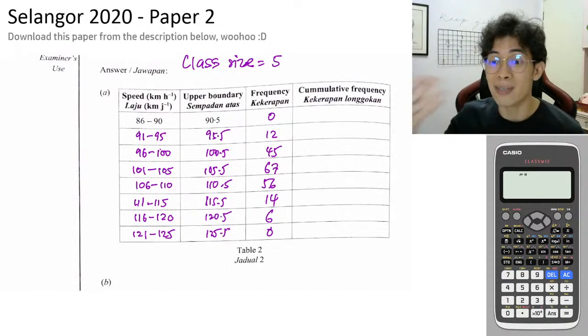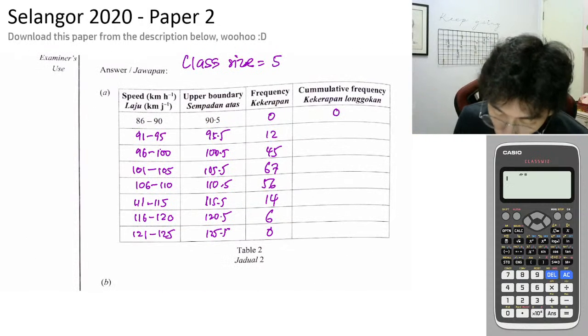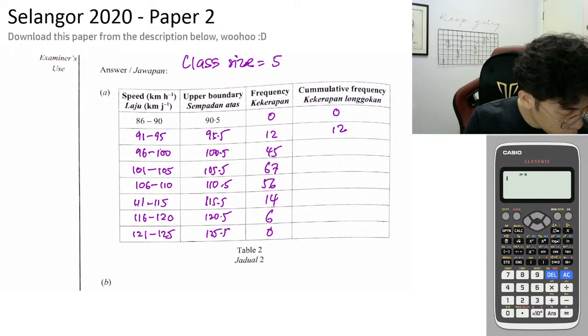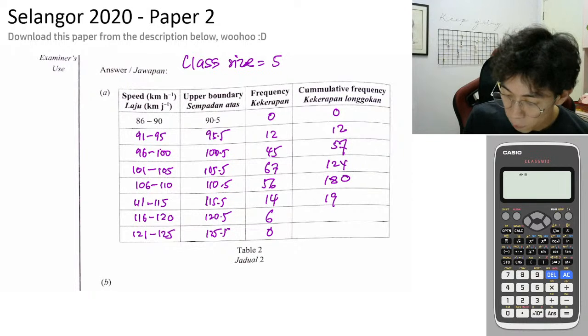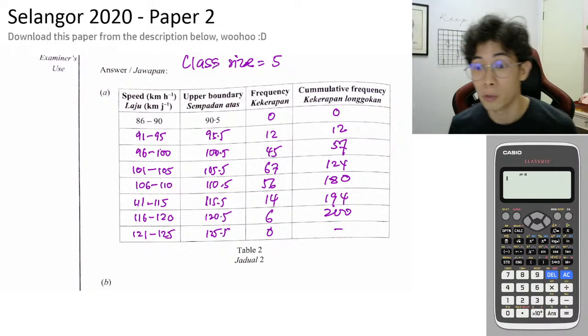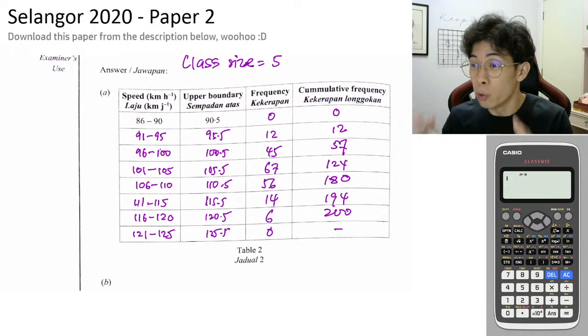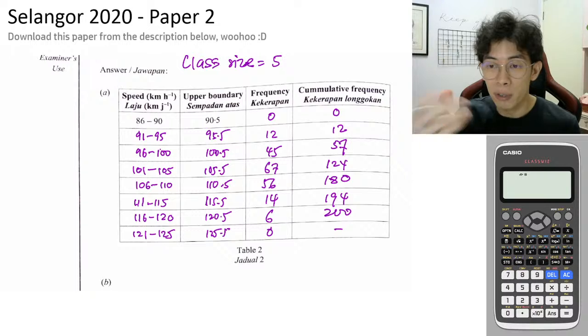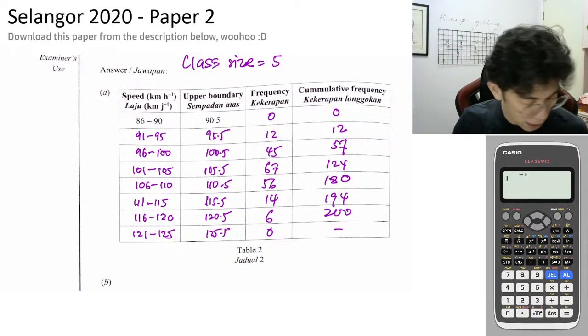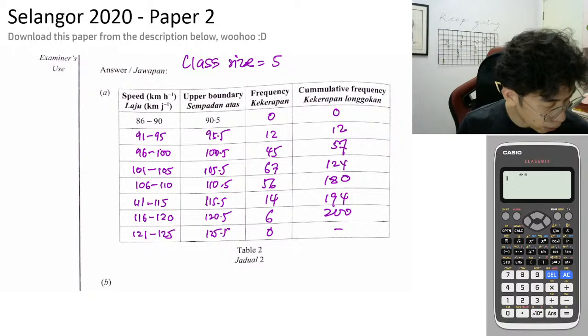Then cumulative, everyone, stack them up. 0, 12, then 12 plus 45 is 57, 57 plus 67 is 124. So you see, I'm stacking them up. 180, 194, 200. For this last one you put a dash, because when you draw the Ogive, the last one isn't needed. Either you put a dash or you put 200, same thing, because that extra column you don't need.